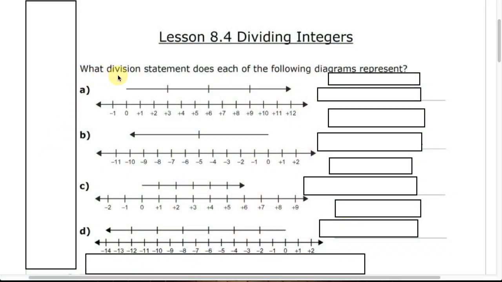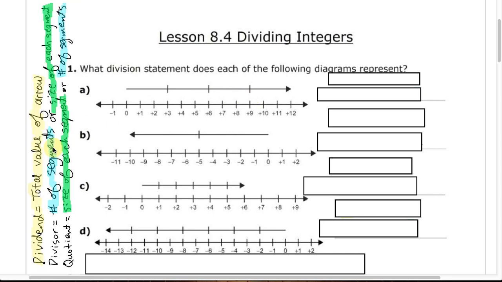So we're going to be looking at some division statements for each of these diagrams, and the diagrams this time are number lines. So I've got a little key off to the side here, and my apologies that it's sideways, but it's the only way I could fit it into the handout here. But the dividend is the total value of the arrow. That's the thing that we're dividing up. And that's going to be highlighted in yellow, you'll notice as we go through the examples.